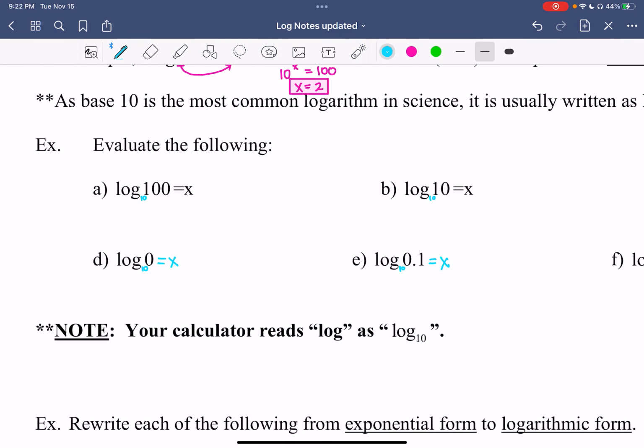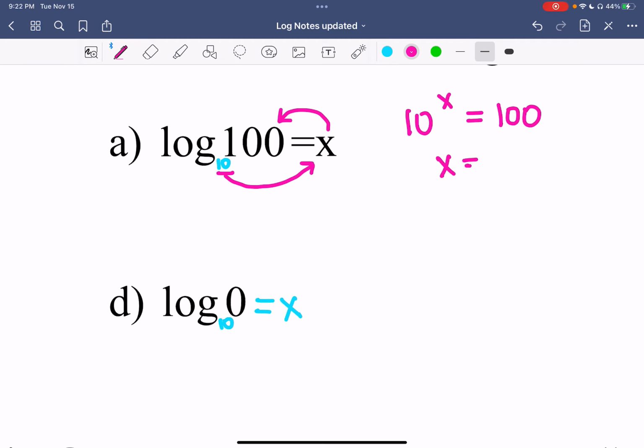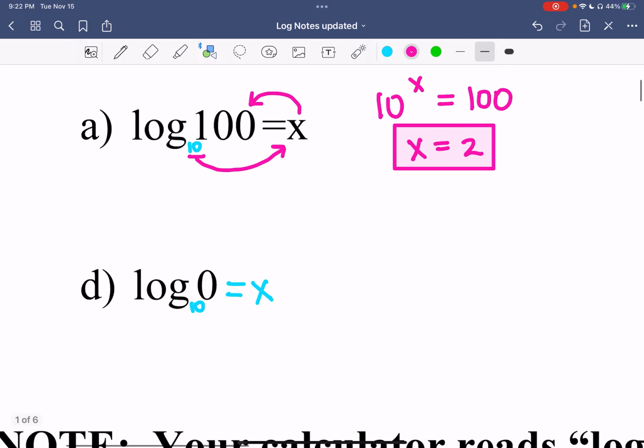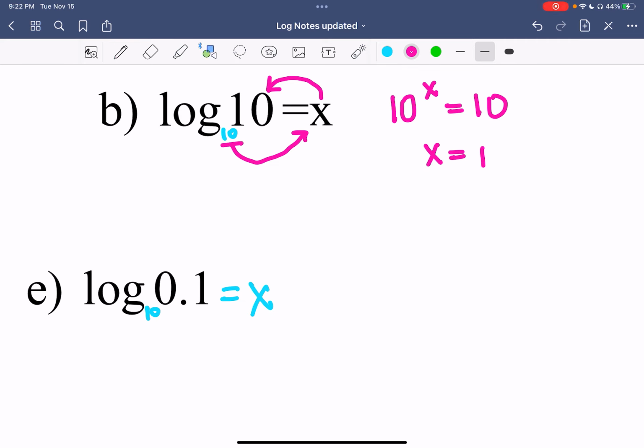So log base 10 of 100 equals x. We're going to do our switcheroo, start with the base, out, then back in. That becomes 10 to the power of x equals 100. We already did this one. x is equal to 2, because 10 squared is 100. Let's look at b. Again, with the switcheroo, start with the 10, arrow out, arrow back in. That's 10 to the power of x equals 10. The only possibility is that x is equal to 1, since 10 to the power of 1 is 10.